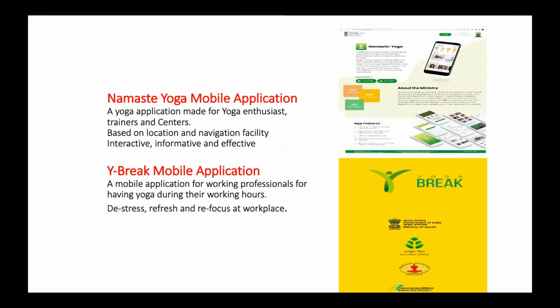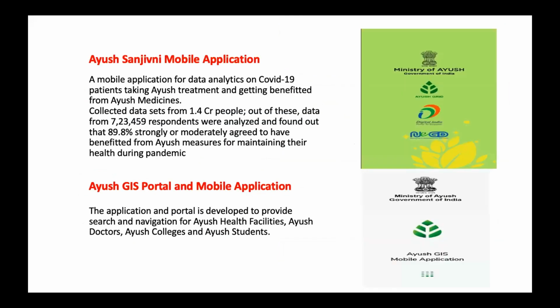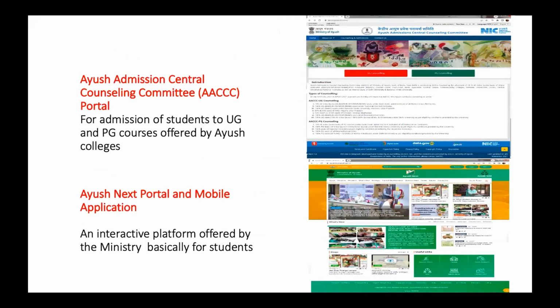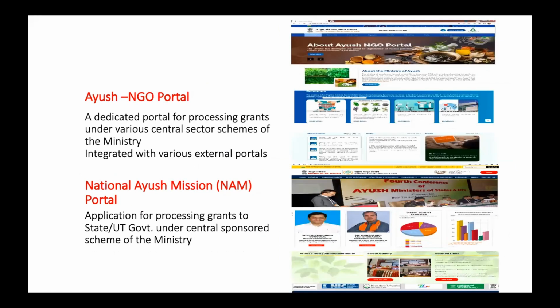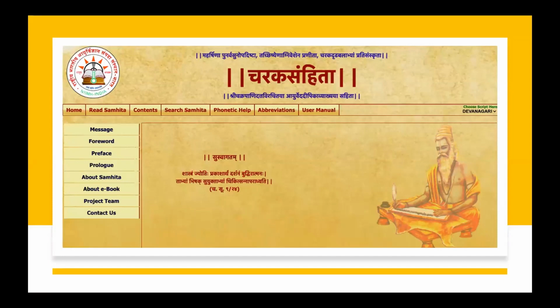We have the Namaste Yoga application, Vibreak application, Ayush Sanjeevani mobile app, and GIS portal. The admission portal is there. Ayush Next is for students. There's an NGO portal. These are all for the ministry's internal use, of course. The National Ayush Mission portal is there to track public health initiatives. And of course, these are the early attempts, as I said, the ebooks.